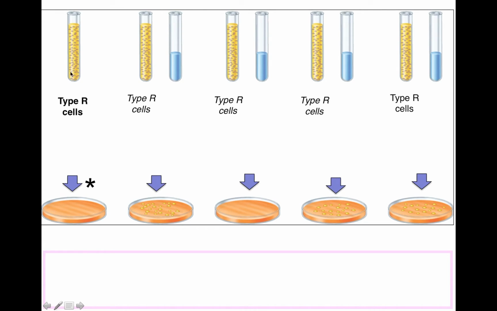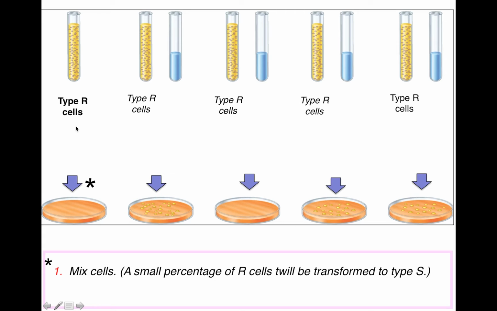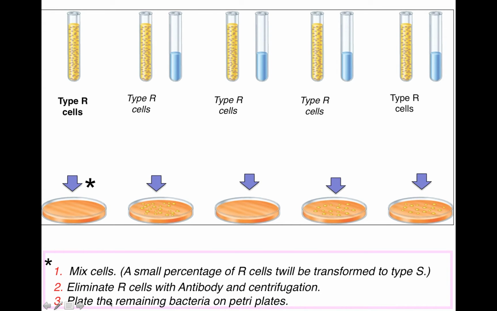Okay, so here's their experiment. They took some type R cells, and they mixed the cells with S cell extract, looking for a small percentage of them to be transformed into S cells. They were able to eliminate the R cells with antibodies and centrifugation. That's a very key step in this process. And they plated the remaining bacteria on Petri dishes.